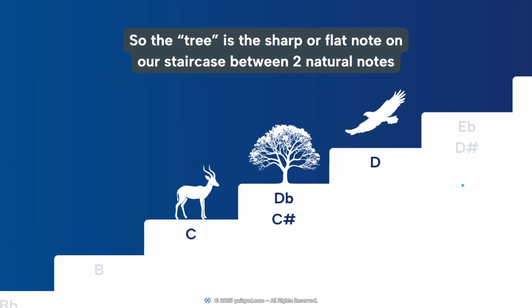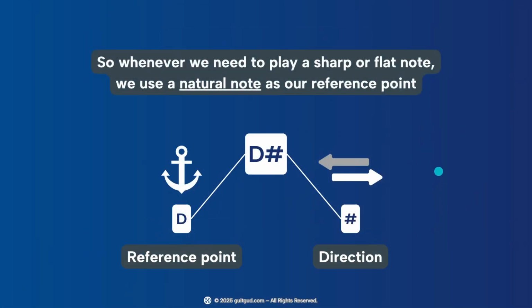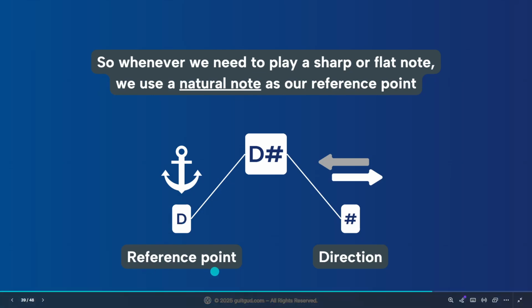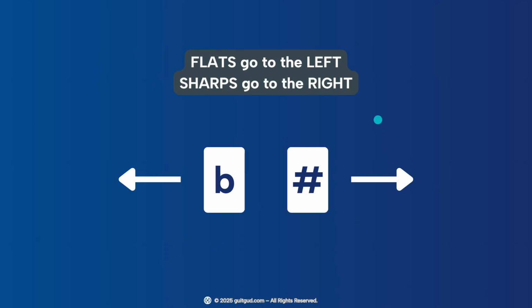So this applies to our staircase as well. The tree is the sharp or flat note on our staircase between our 2 natural notes. To the right of C, you get C sharp. To the left of D, you get D flat. So whenever we need to play a sharp or flat note, we use a natural note as our reference point. So over here we have D sharp, so D is our natural note, our reference point, and the sharp is our direction. But what are the directions of sharps and flats? Well, flats go to the left, so when we have a flat note, we play to the left. When we have a sharp note, we play to the right.